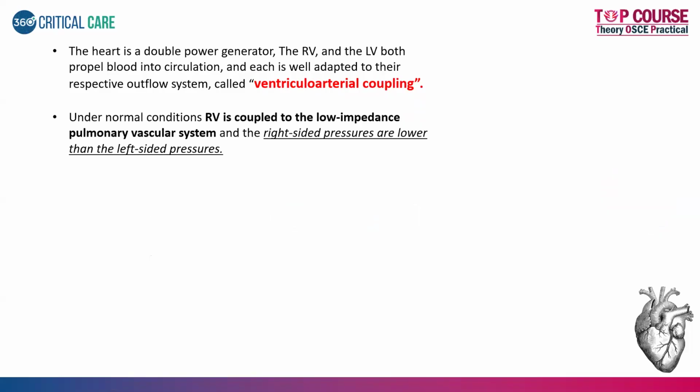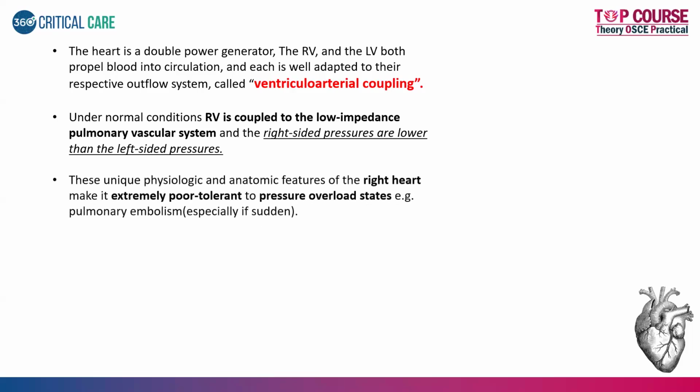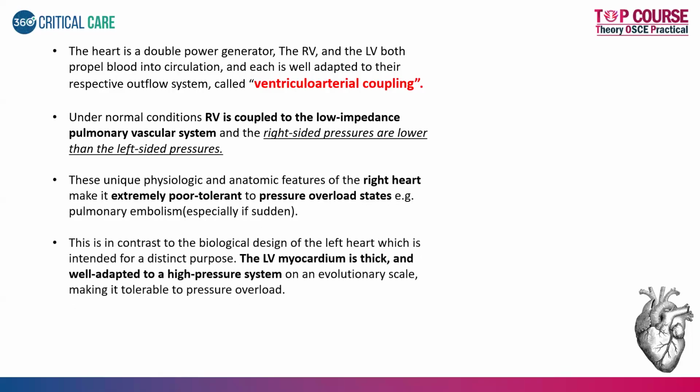So under normal conditions, the RV is coupled to a low impedance pulmonary vascular system and to right-sided pressures that are usually lower than the left-sided pressures. The unique physiological and anatomical features of the right heart make it poorly tolerant to pressure overload states, for example a pulmonary embolism. So sudden increases in pressure are poorly tolerated by the right heart. In contrast, the left ventricular myocardium is thick. It is well adapted to high pressures because it has to pump against the systemic vascular resistance.